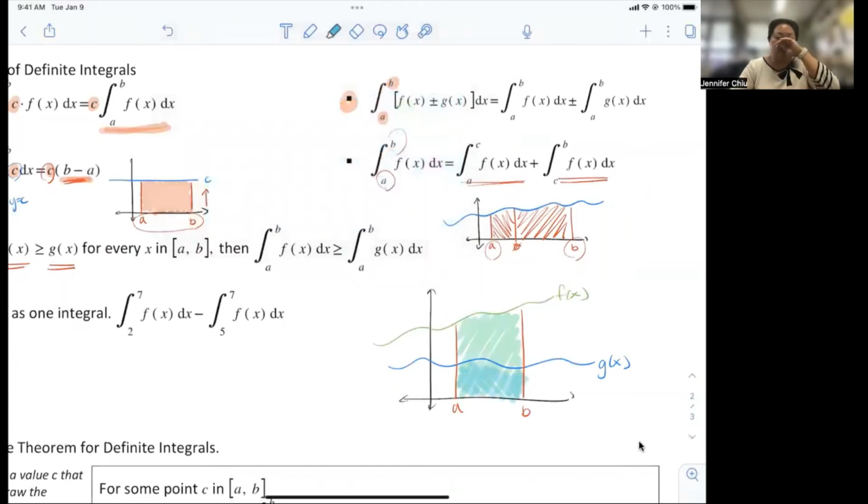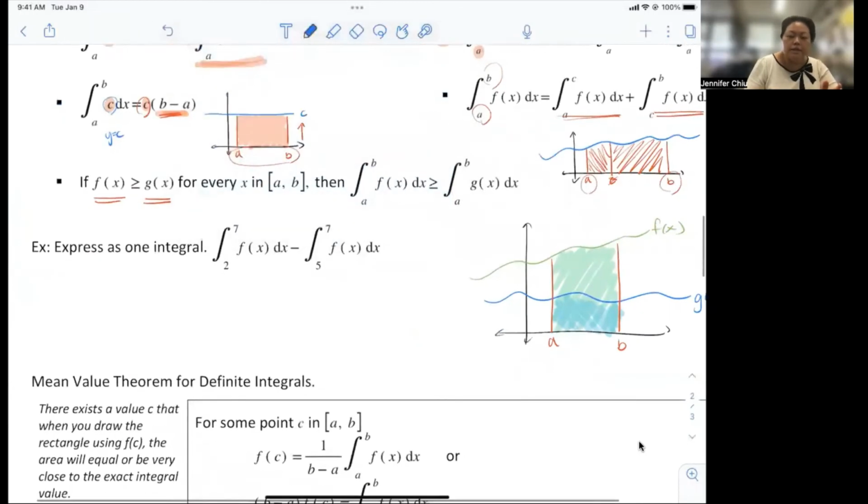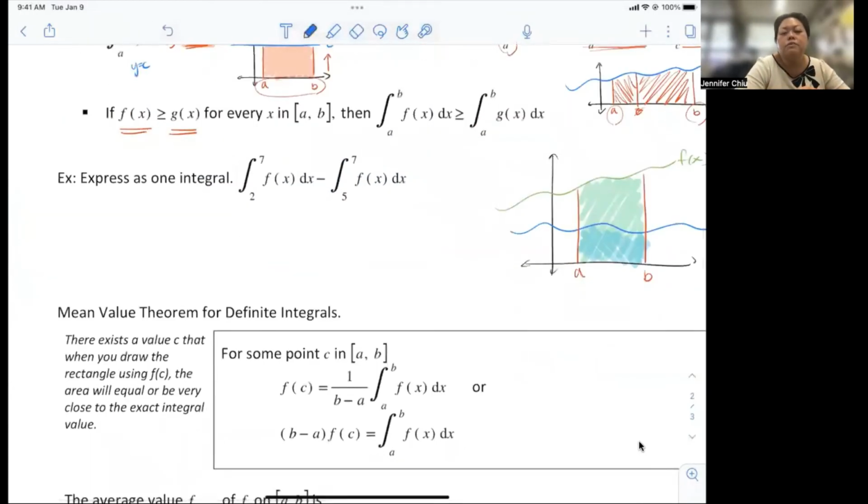Because green is always on top of the blue, therefore the area is always bigger than the bottom one. Okay. All right, so in this next example it says express as one integral. It may be easier to see as a picture. You have your region, right? Here's your function, f of x.